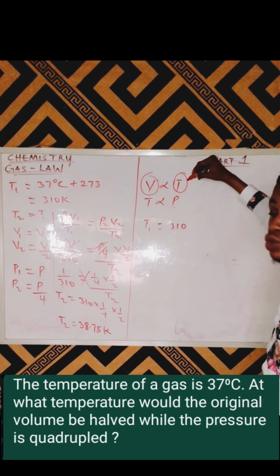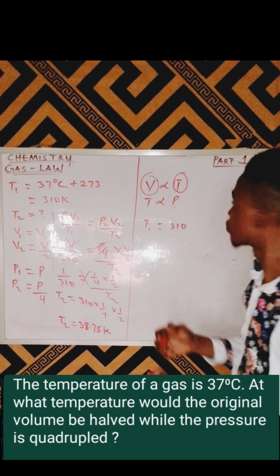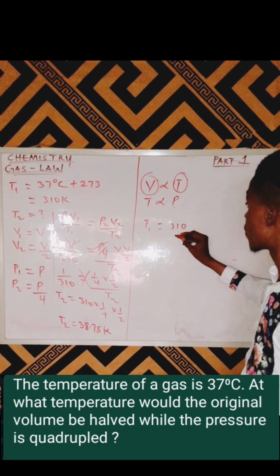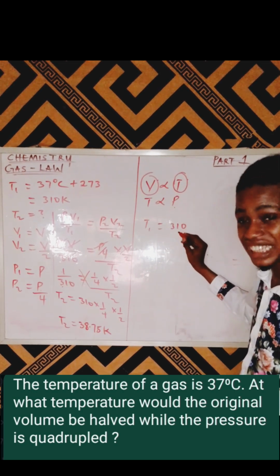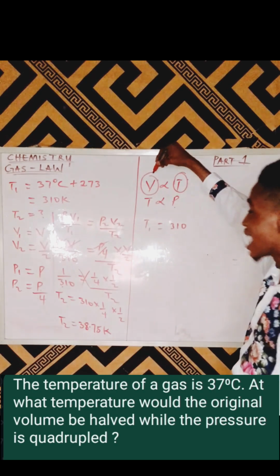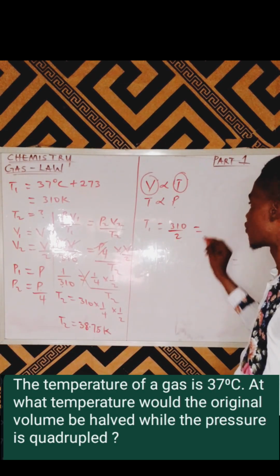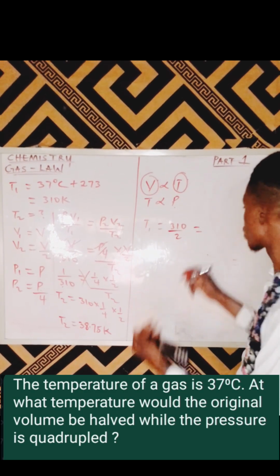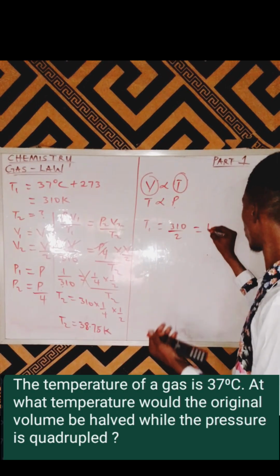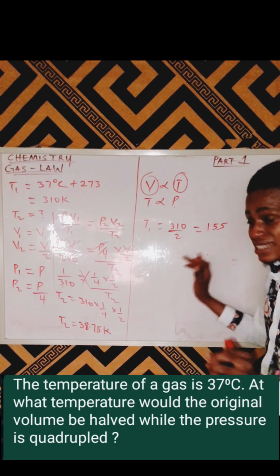If the volume was halved, anything that happens to the volume is the same thing that will happen to the temperature. So T1 is equal to 310 initially, but the volume was halved, which means the temperature will be halved too. So 310 divided by 2 is equal to 155, right? Yes, I've gotten that one.